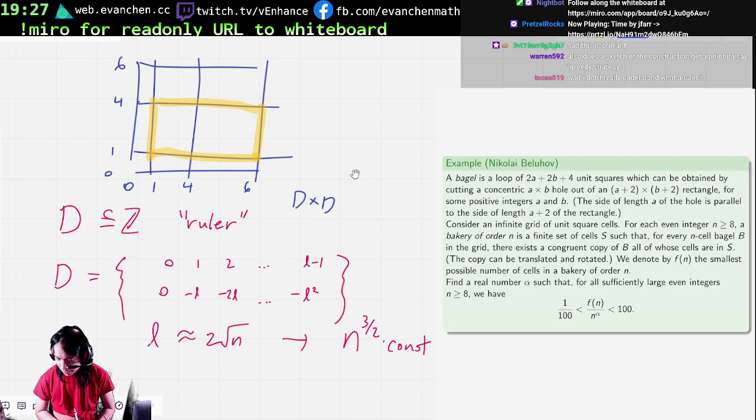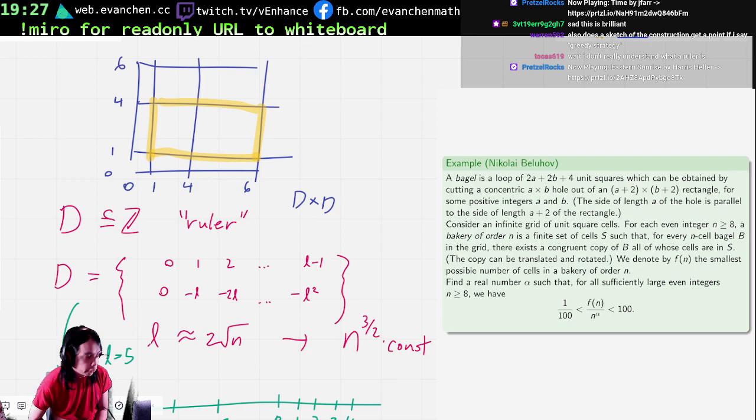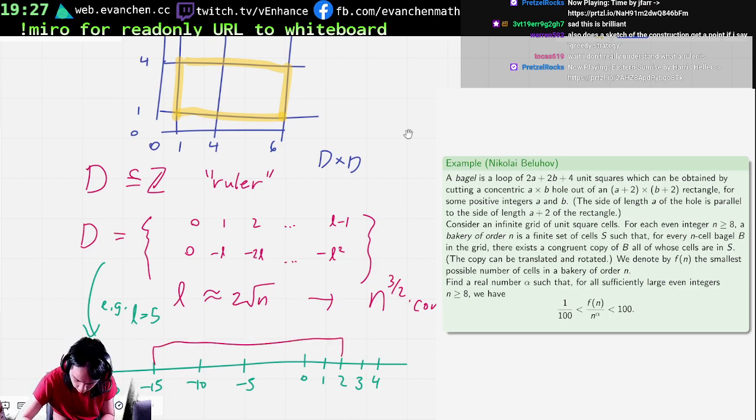So, a ruler is like, you imagine you have a piece of wood and there are certain marks on the wood. For example, let me draw this for L equals 5. So this is a piece of wood, and there's a mark at 0, 1, 2, 3, 4, and then -5, -10, -15, -20. So this ruler lets me measure a segment of length 17, for example. Everyone's favorite random number is 17.